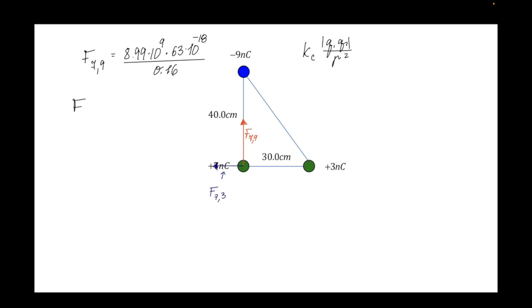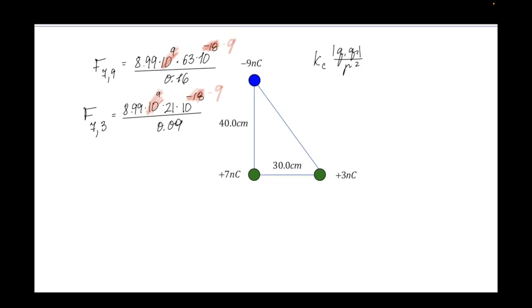And then the force on 7 by 3. By the same token, we get our 8.99 times 10 to the 9th. 3 times 7 is 21. Again, 10 to the negative 18 they are. And the distance between them is 0.3, so it's going to be 0.09 when I square that. The 10 to the 9th and 10 to the negative 18th, that cancels. So that's negative 9, and that's negative 9.